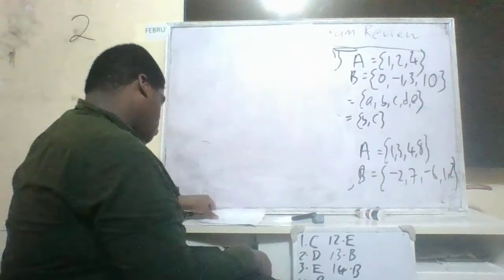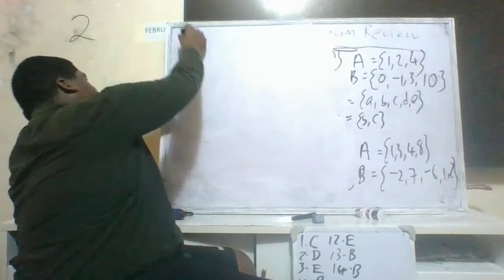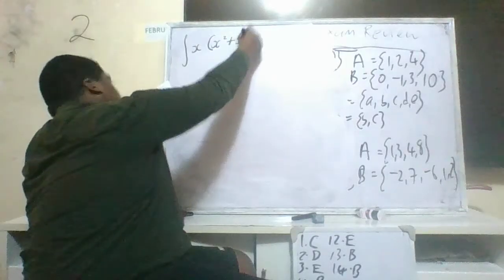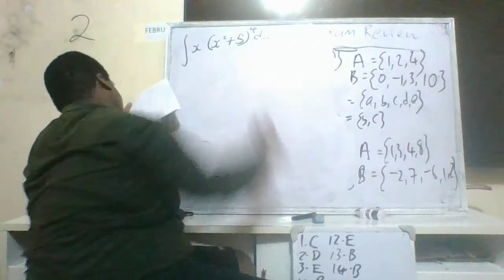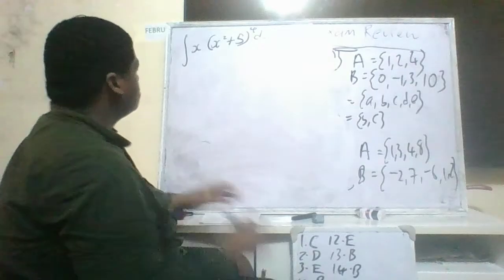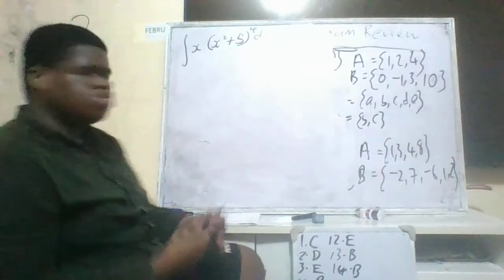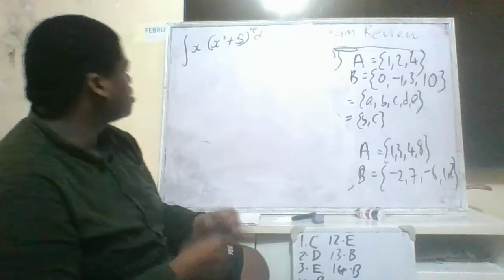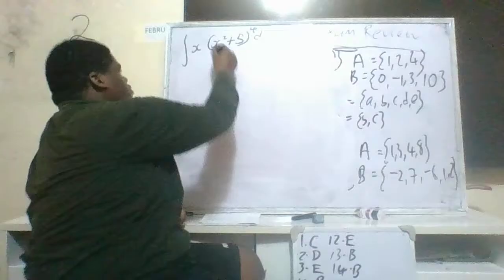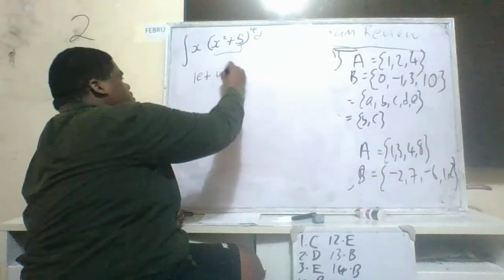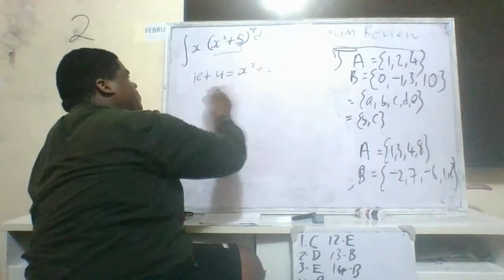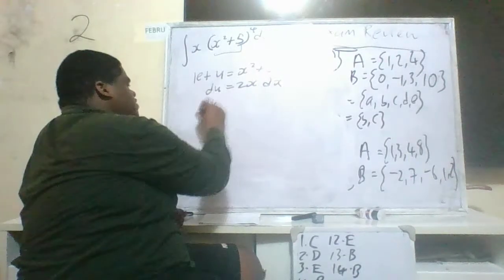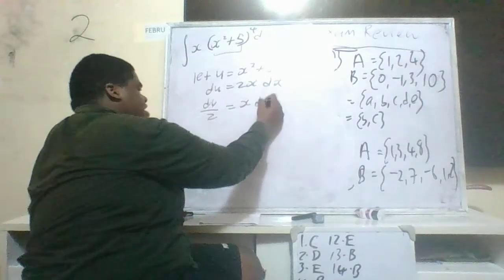Question 22. We should find the integral of x times x squared plus 5 to the power of 4 dx. We are going to use u substitution to solve this question. The u sub I'm going to apply is: let u equal this inner function, so let u equal x squared plus 5. Then du is equal to 2x dx, which means du divided by 2 is equal to x dx.